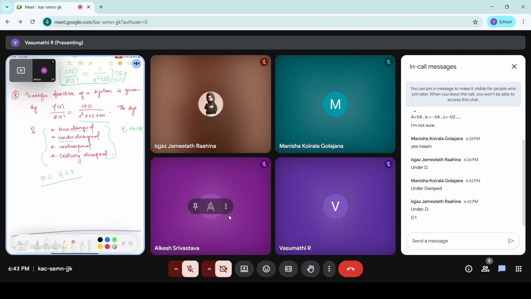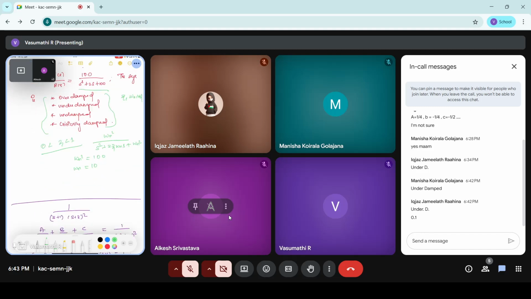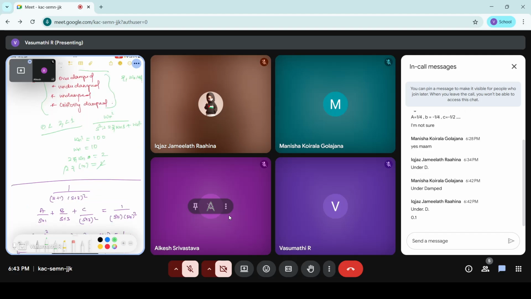Okay. Just compare it with the standard transfer function of the second order system. So omega n square is equal to 100, omega n will be equal to 10. If you compare the denominator, 2 zeta omega n is equal to 2. Omega n you already know is 10, 2 zeta is equal to 2. Cancelling 2, zeta will be equal to 1 by 10, that will be 0.2. So this comes under the range of zeta between 0 and 1. So this belongs to underdamped system.